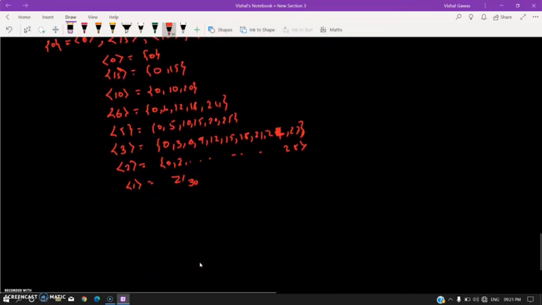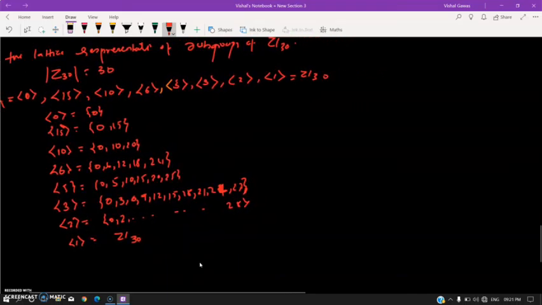Right? So if I look at a lattice kind of representation of this, then Z30 would sit on top. That's the subgroup generated by 1. Let's write it properly. This is nothing but the subgroup generated by 1. So let's actually draw this so we can understand the lattice structure. This is 1. Everything is a subgroup of this, right?